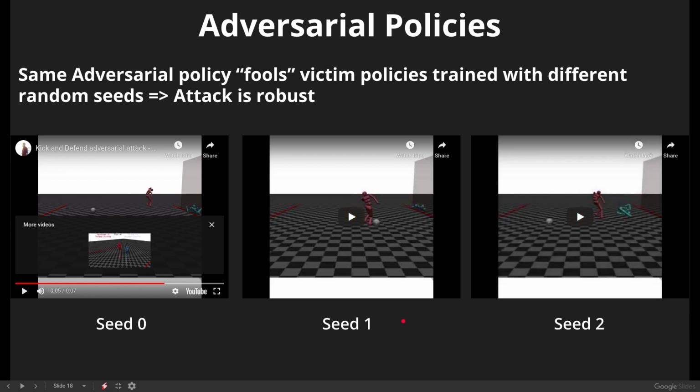So all these illustrations suggest that the attack method is robust and not only beats one victim policy, but many different seeds. So these are 3 different experiments with different random seeds. And also note that this is the same kicker as the previous one, which was playing soccer very well before the attack.